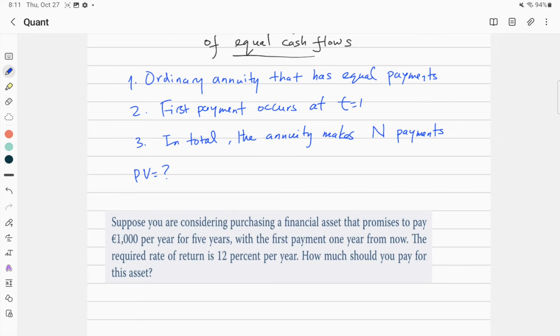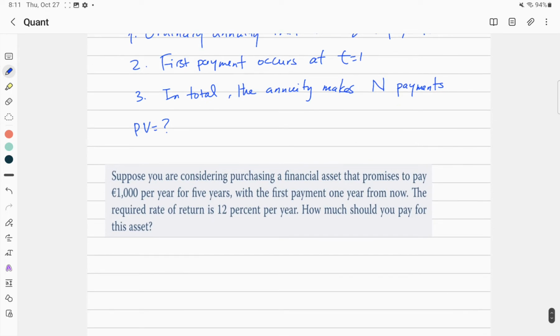In our case, the length of one period is a year, because we're talking about years here. So the first payment occurs at the end of the first year, and at the end of each year for the next 5 years, this financial asset promises to pay you 1,000 euros. The required rate of return, the interest rate the bank is paying you per year, is 12%. Now, how much should you pay for this asset at the present time?